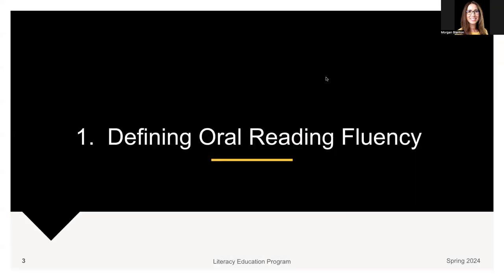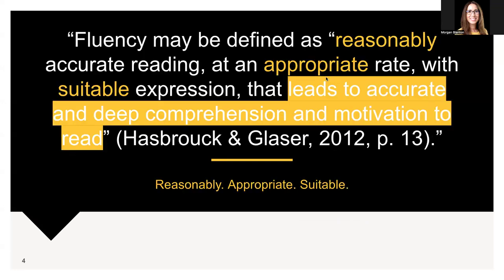So first, we're going to focus in on defining oral reading fluency. Here's a definition that helps us understand what oral reading fluency is. And I like this definition because it has some really great adjectives that describe the three main components of oral reading fluency. This definition says that fluency may be defined as reasonably accurate reading at an appropriate rate with suitable expression that leads to accurate and deep comprehension and motivation to read.